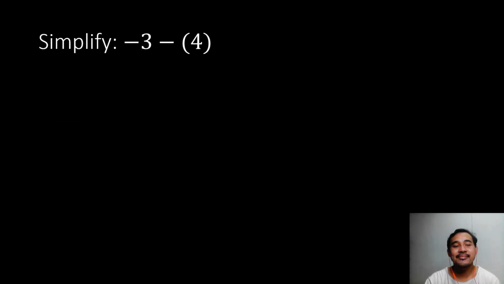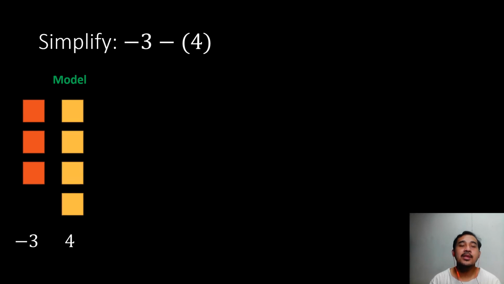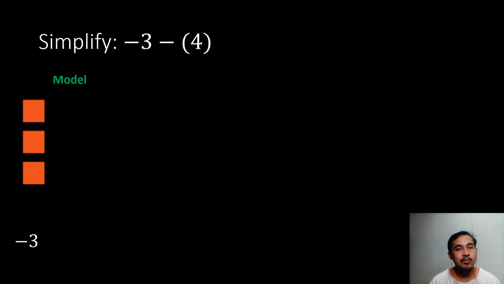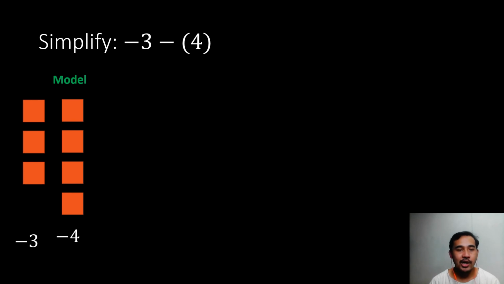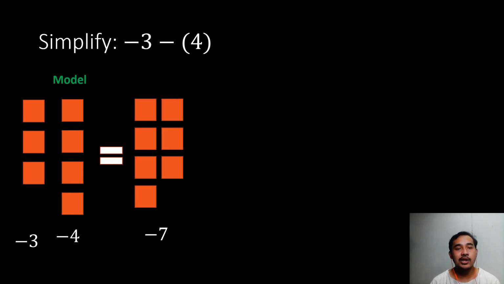Another example, -3 minus 4. So we have now our model. Let's have -3, and then we have 4. In the process, change the sign of the subtrahend. So the 4 will be changed, and it turns out to be -4. Then we proceed to addition. They are the same sign, so you combine them. So the answer is -7.